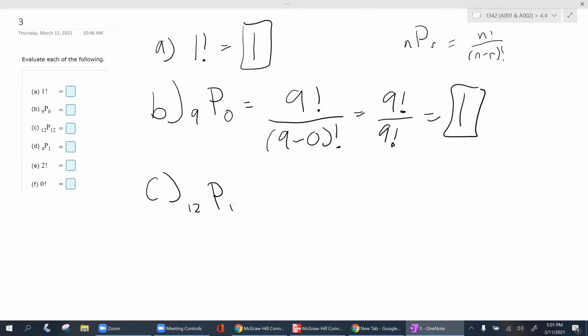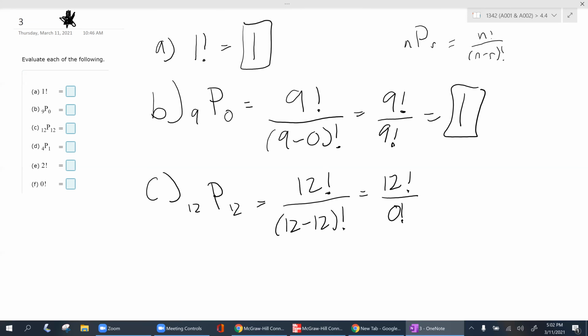12 permutation 12. This is 12 factorial over 12 minus 12 factorial. This is 12 factorial over 0 factorial. And just so you know, 0 factorial is equivalent to 1. Easy to remember that. 0 factorial equals 1. So in other words, this is just 12 factorial divided by 1, which is just 12 factorial.